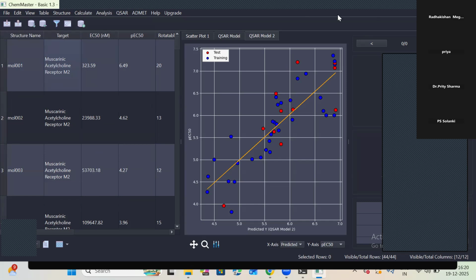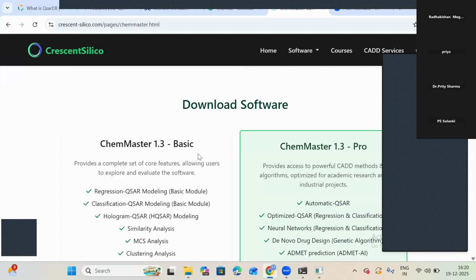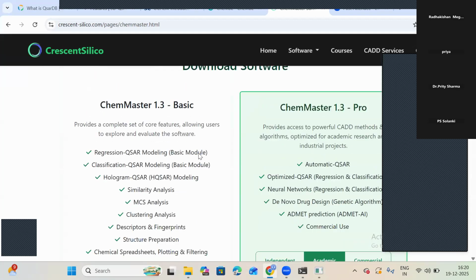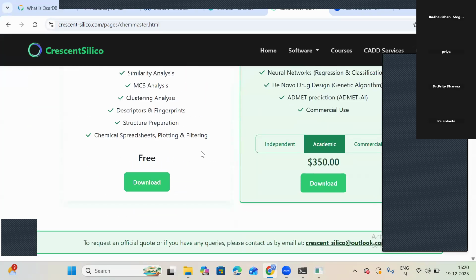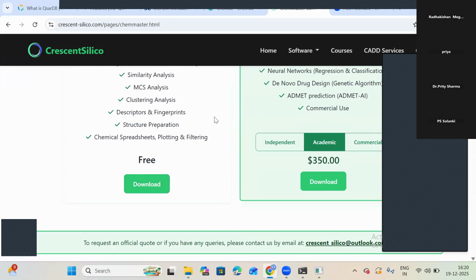Okay, one minute. This is the ChemMaster website. Here, ChemMaster 1.3 Basic is available for free, so that they can download it. But it is not a download, it just shares the 1.3 version. Yeah, it is creating a problem.